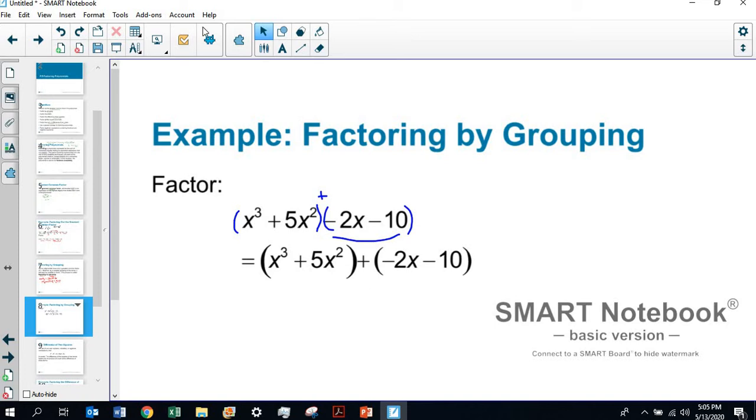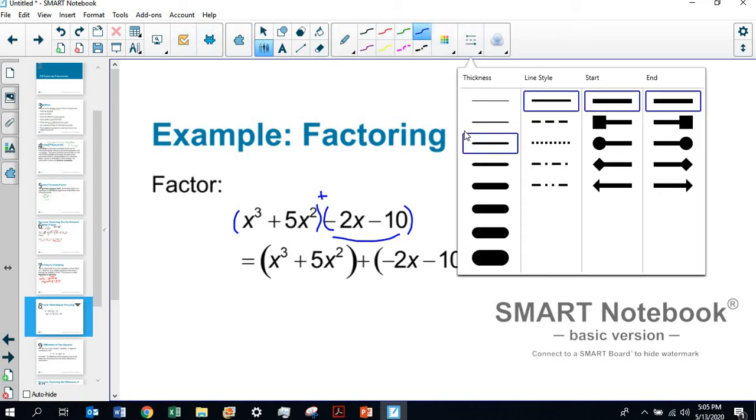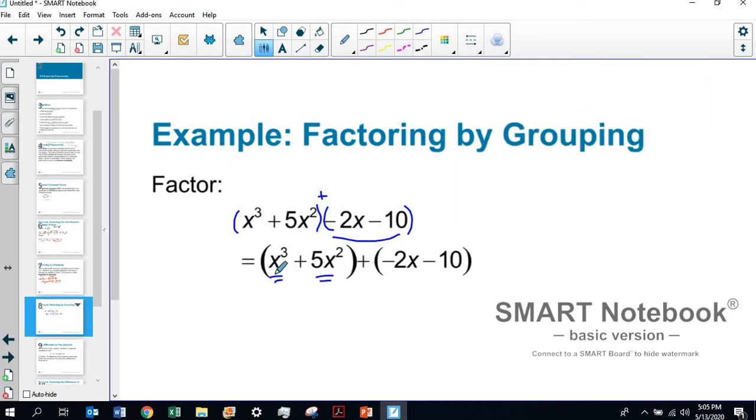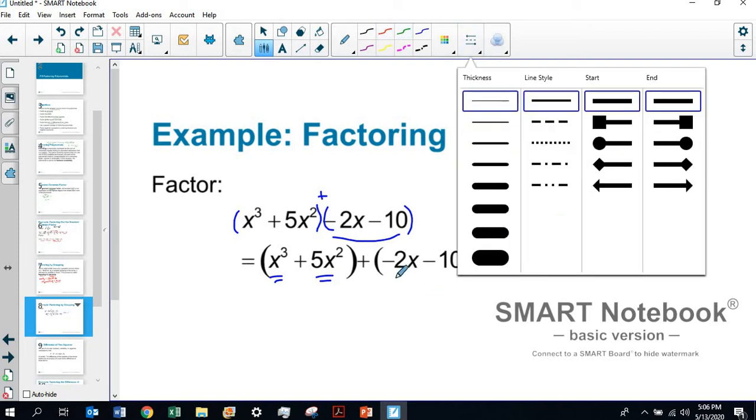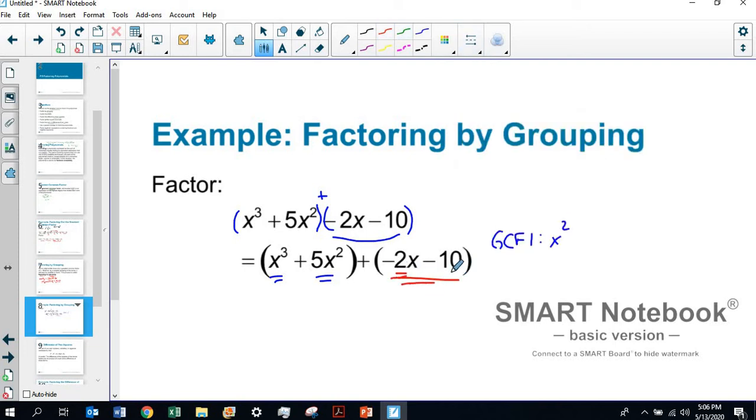Right, so now what's in common here? What's in common between these first 2 terms only? What's in common between x cubed and 5x squared? The greatest common factor for the first set: there's an x squared and an x cubed, so the greatest common factor is x squared for this guy. What about for this one? What's in common between negative 2x and negative 10? Well, the greatest common factor here is the 2, but I'm going to also take this sign. Whatever the sign is in the first term of your second group, you must take that sign out with you. So I'm going to take out the negative 2 as my greatest common factor for the second one.